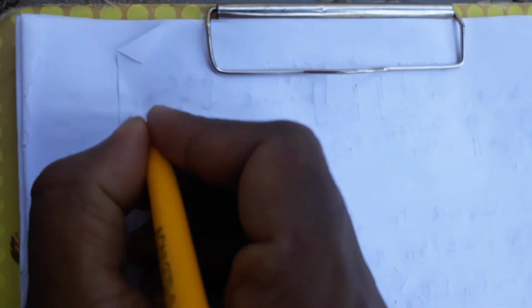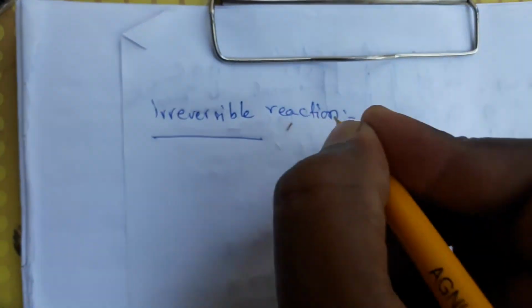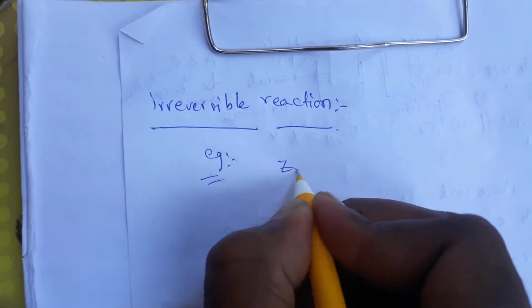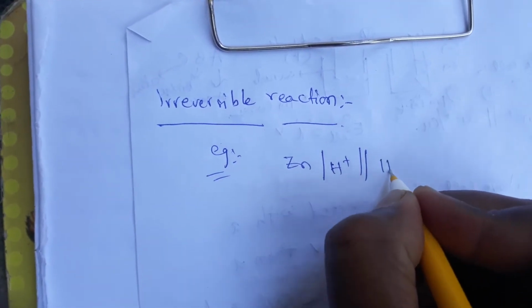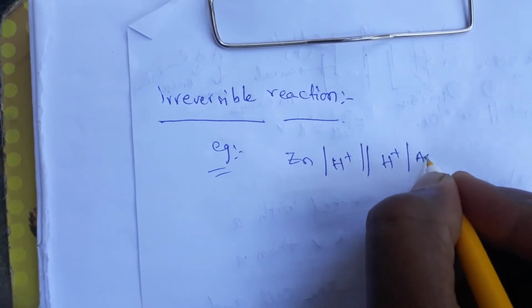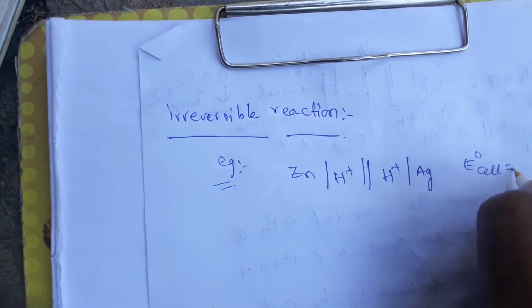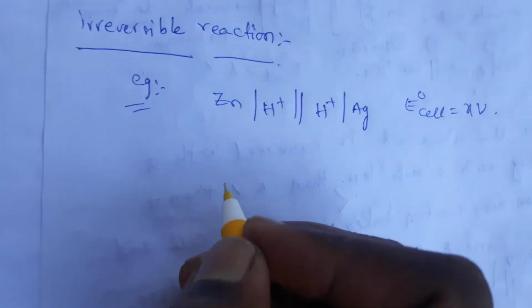So irreversible reactions. If it is an irreversible reaction, for example, if you take zinc with H+ ions, and the H+ ion is connected to silver, that means E0 cell is equal to X volt.